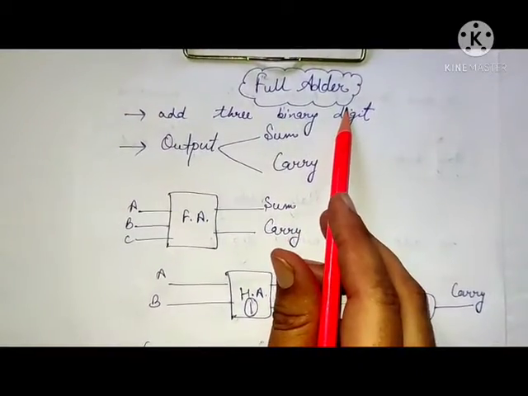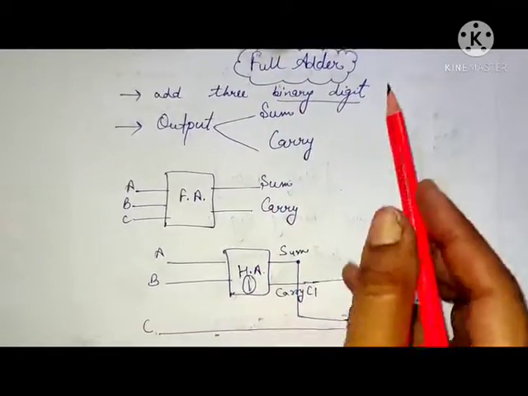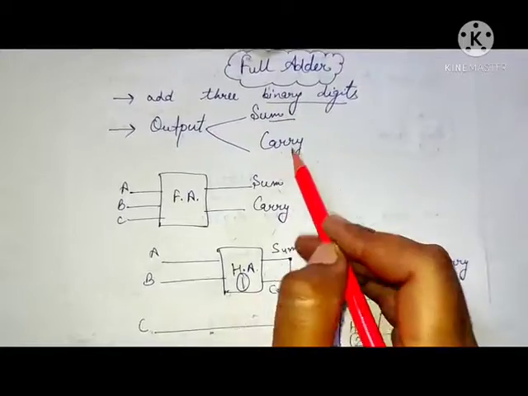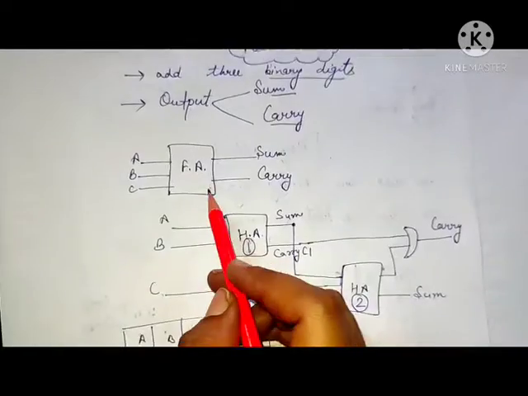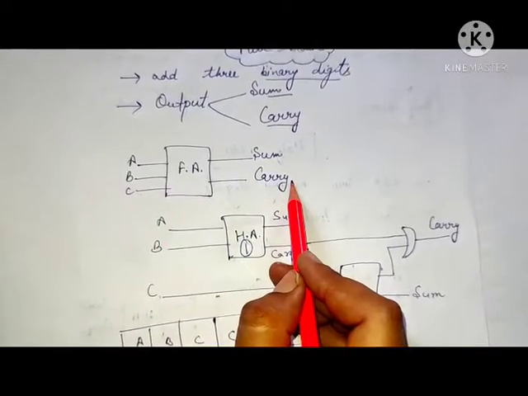Now next is the full adder. Full adder is the logic circuit that is used to add three binary digits, and it produces two outputs, sum and carry. This is the block diagram. It takes three inputs and produces two outputs.